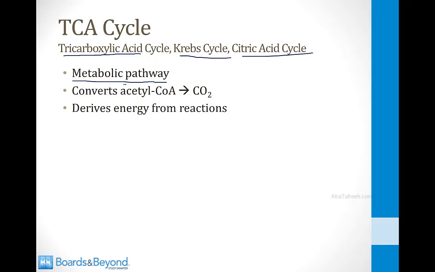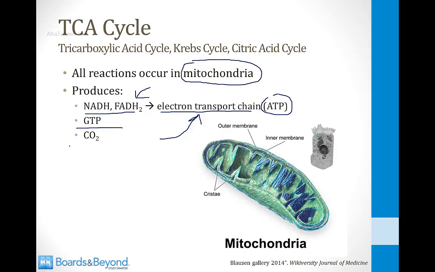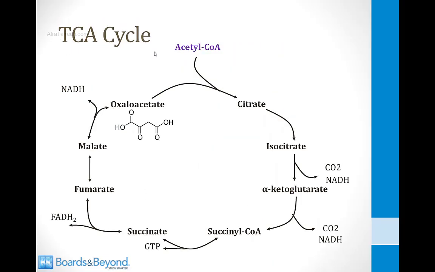This cycle will convert molecules of acetyl-CoA into molecules of CO2, and in doing so, it will derive energy from the reactions. All the reactions of the TCA cycle occur in the mitochondria, and this is very convenient because some of the molecules that the TCA cycle produces, like NADH and FADH2, are used by the electron transport chain to generate ATP, and the electron transport chain is also found in the mitochondria, so these molecules are synthesized right where they need to be used. In addition to NADH and FADH2, the TCA cycle produces molecules of GTP, and then, as I said before, it produces carbon dioxide.